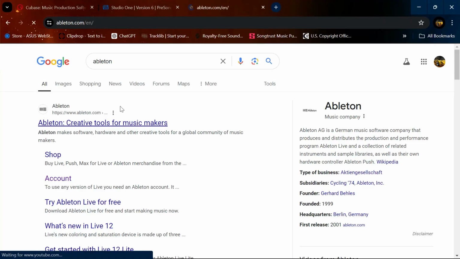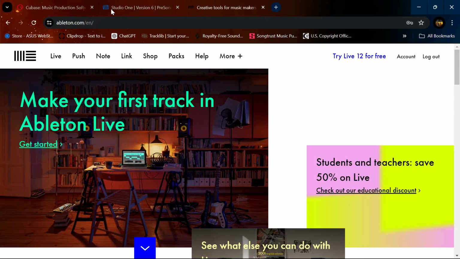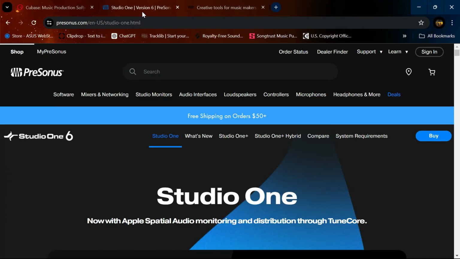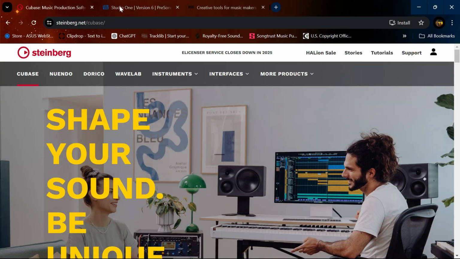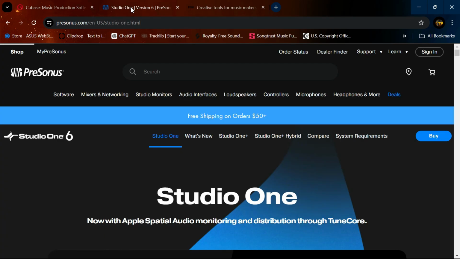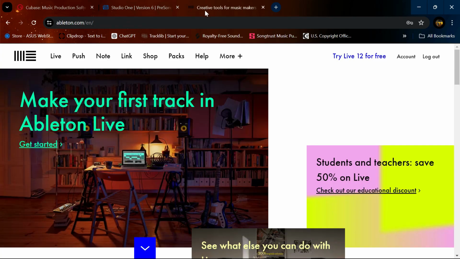These are three DAWs that I've used. Two of them I've used over the years. I've used Cubase over the years. I've used Studio One over the years. And I just got familiar with Ableton a little bit because I have an Ableton controller.